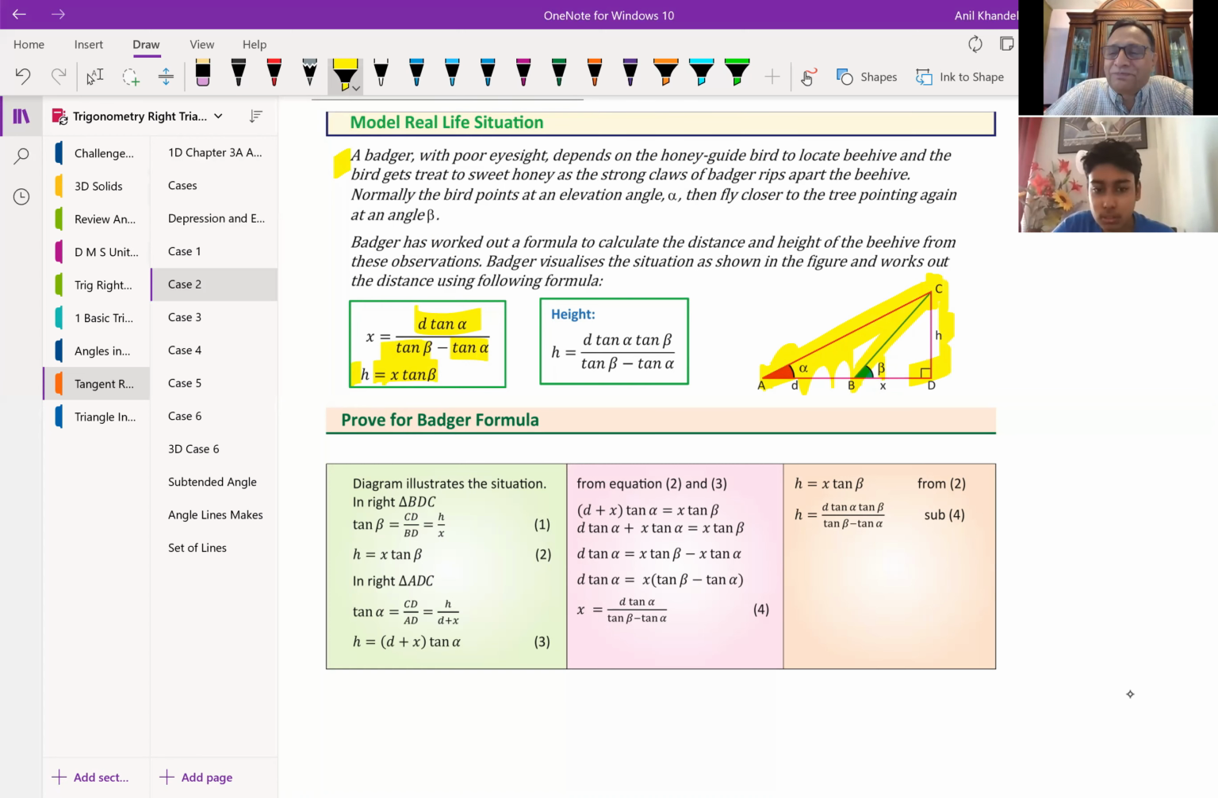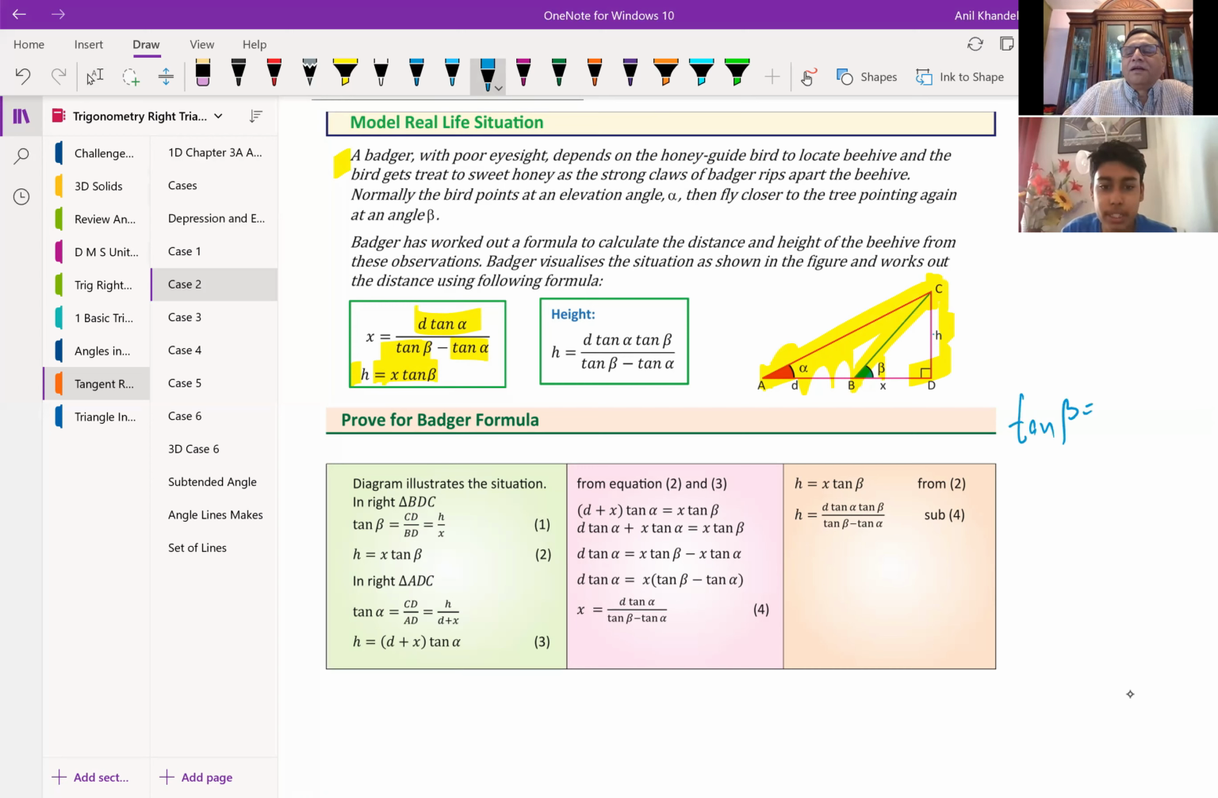So let's go and try it. So we're trying to see how we work out this formula, right? Is this formula correct? That's the whole question. So how can you work it out? We can begin with, let's say this angle, we need to find the height h. So tan beta is what?